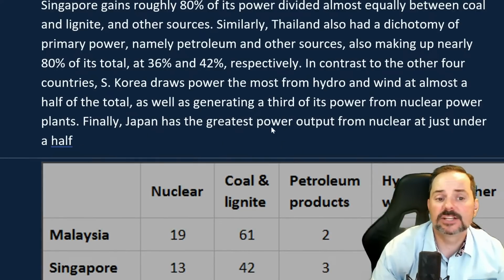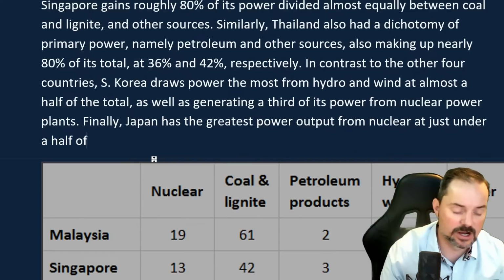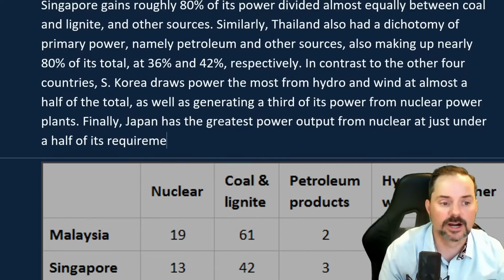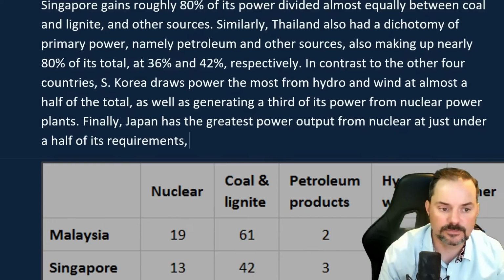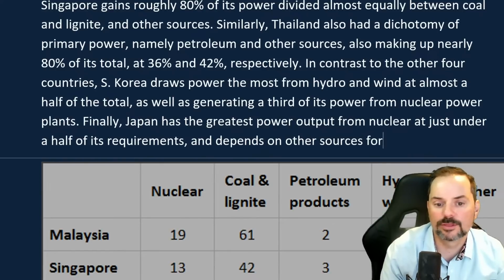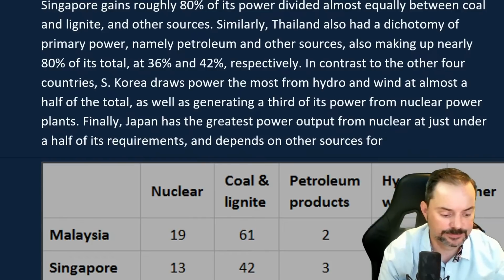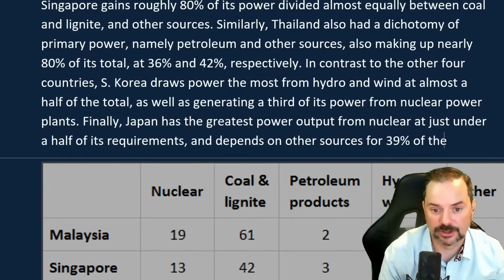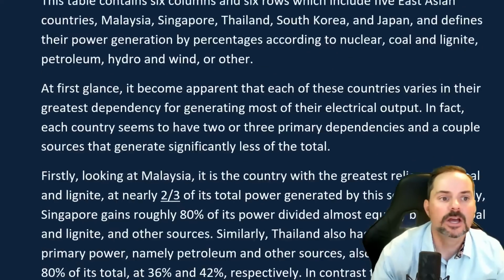So finally, Japan has the greatest power output from nuclear at just under half of its requirements and depends on other sources for nearly 39% of the remainder. Okay, so far so good.